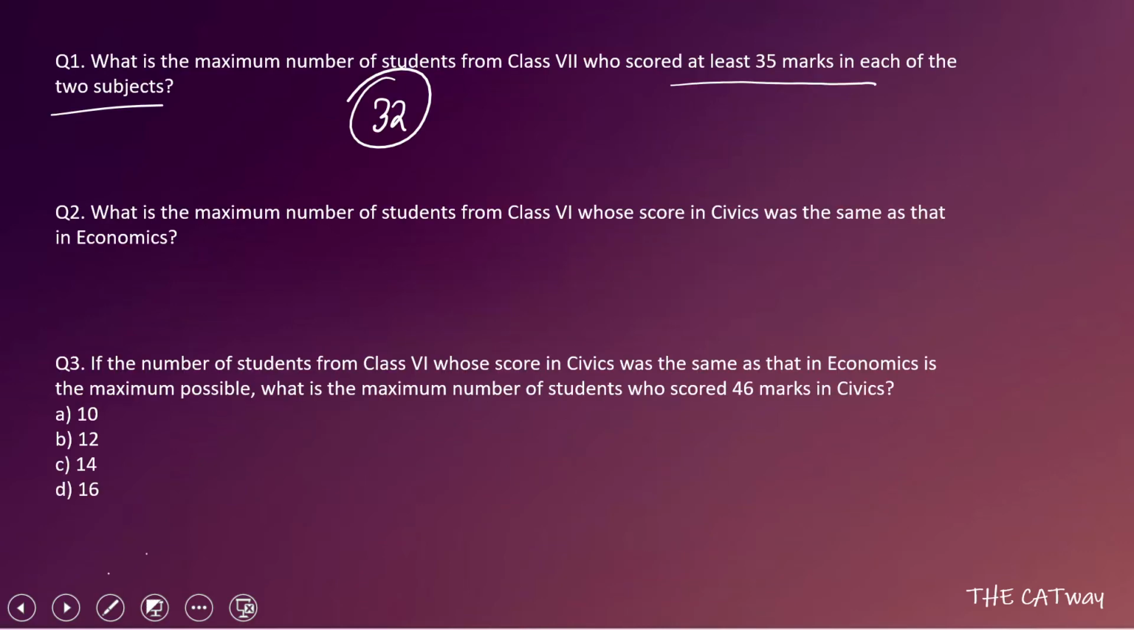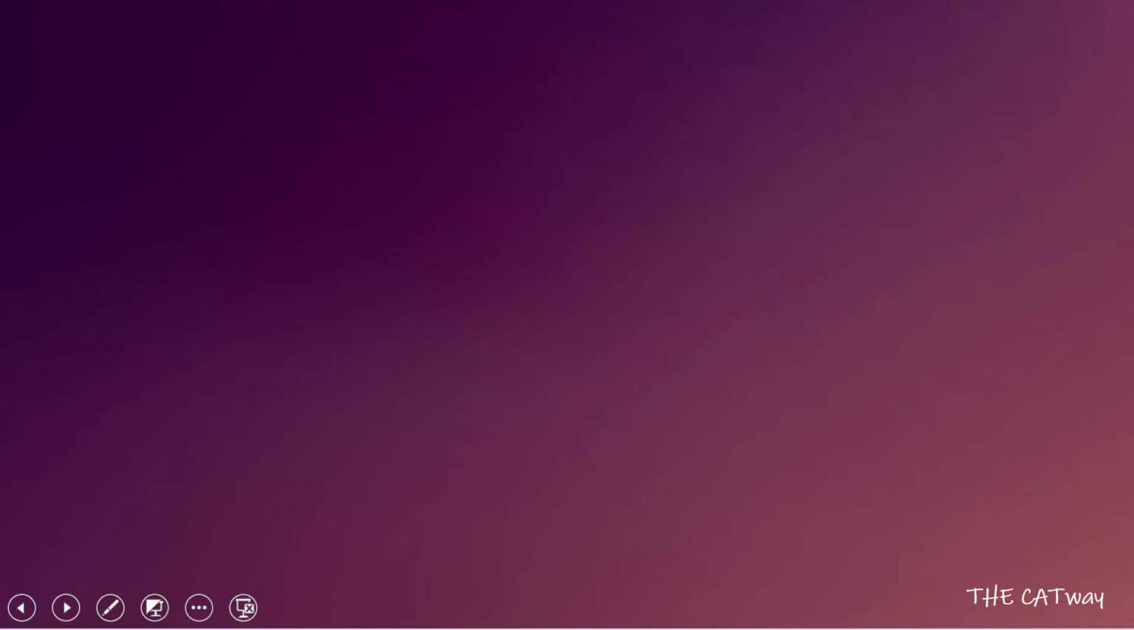The second question says: what is the maximum number of students in class 6th whose score in civics was the same as that of economics? Okay, so again, the score is the same as that of economics. Now it has not said a certain number of score, it has just been said that the score has to be equal. Okay, so now let's see what we are going to do.